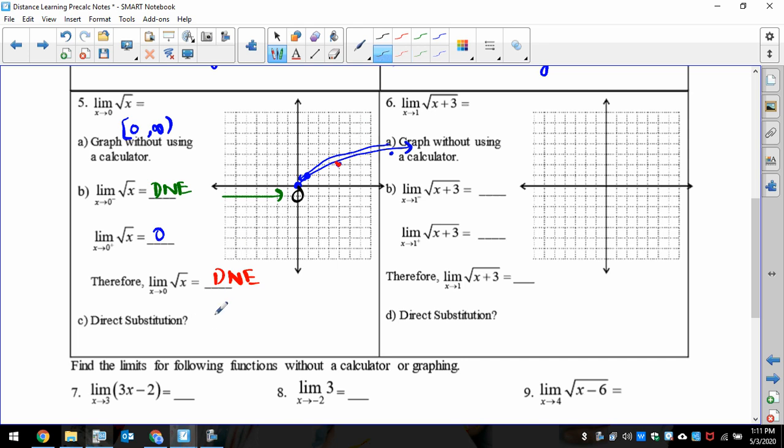So in this case, the answer is no. You can't quite just plug it in and get your answer, because if you plug in 0, you'll get 0, which is the value of the function, but not of the limit.